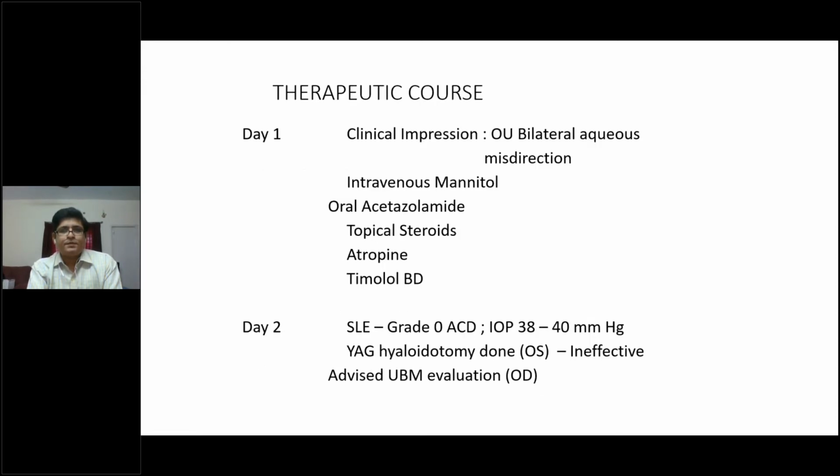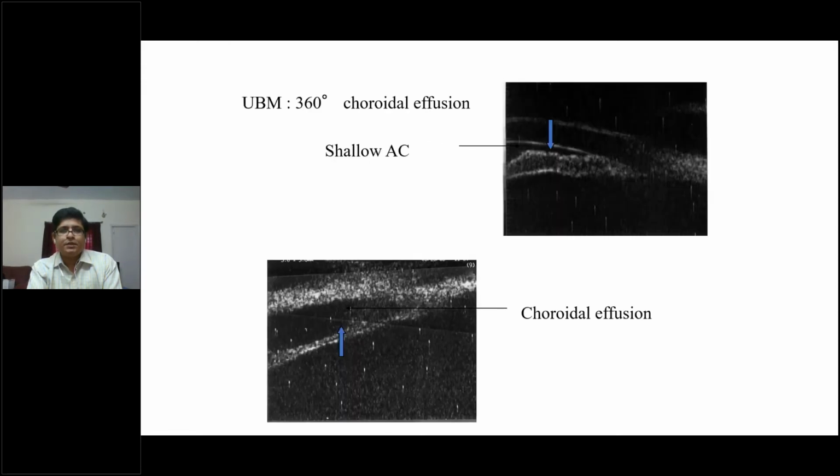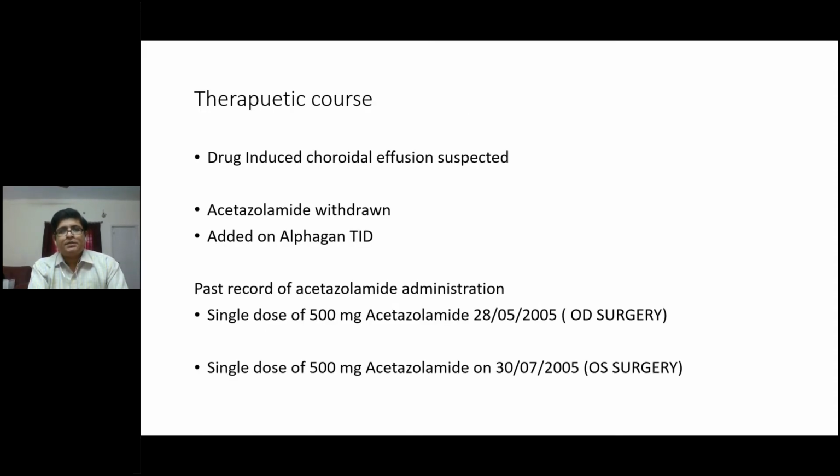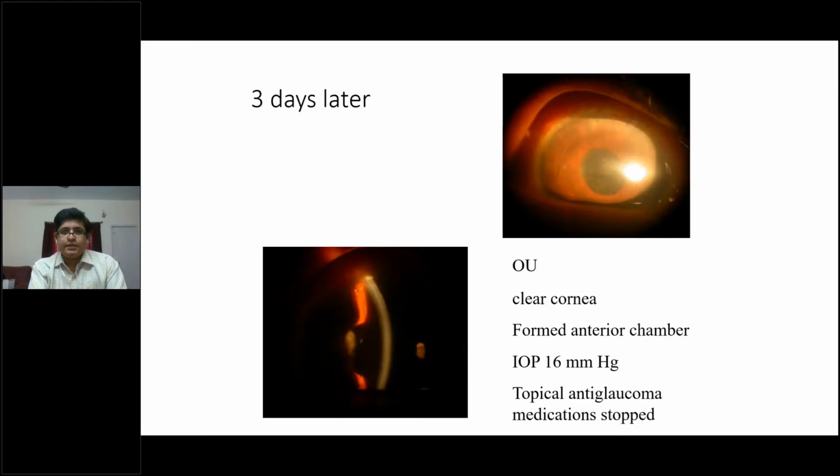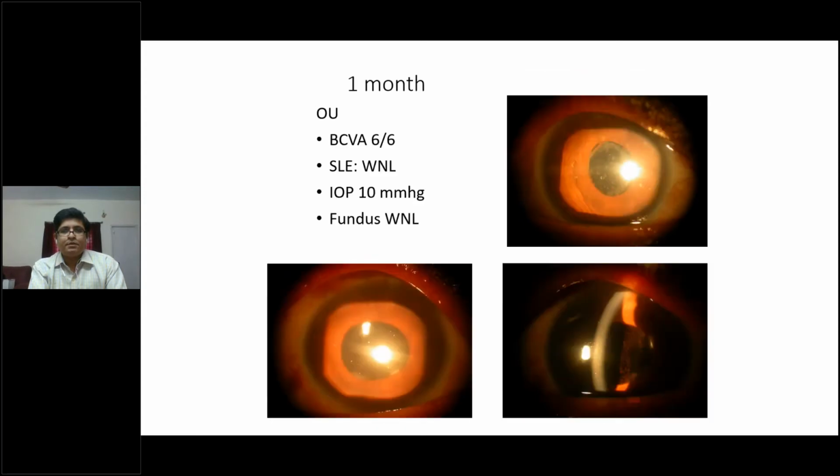We suspected bilateral aqueous misdirection and went ahead with treatment for the same. It was ineffective, including a YAG hyalotomy. So UBM evaluation was done. As you can see, there was choroidal effusion. Obviously the UBM is the one which can pick up what lies past the iris-lens diaphragm. We suspected drug-induced choroidal effusion, and acetazolamide was withdrawn. Three days later, the cornea cleared, IOPs were normal, and the anterior chamber was formed. A month later, the patient was normal with 6/6 vision.